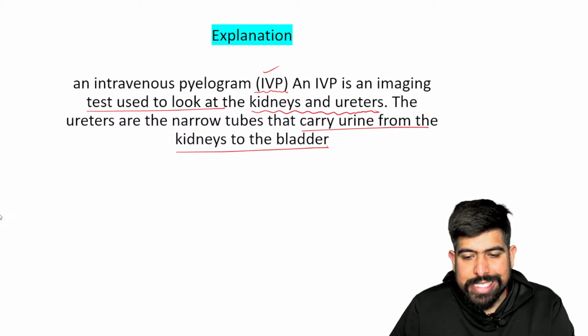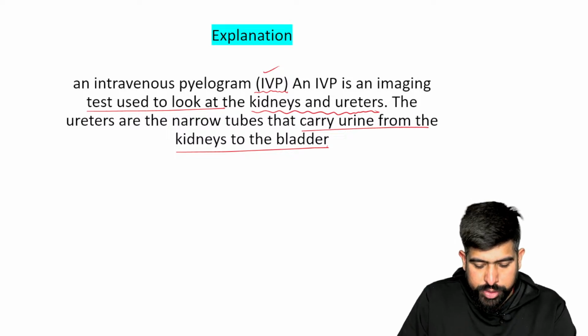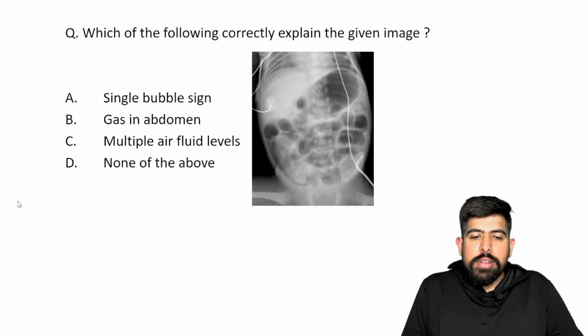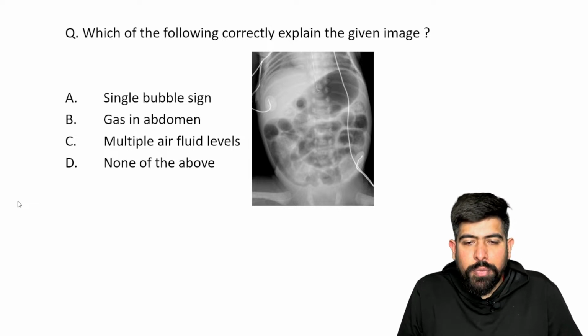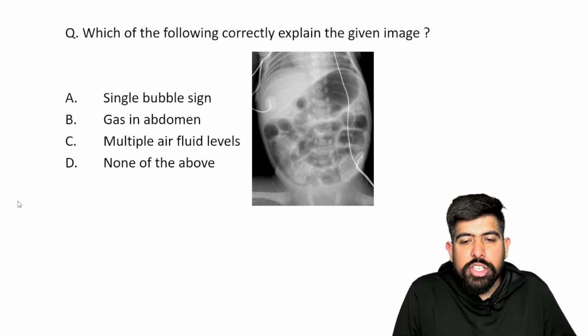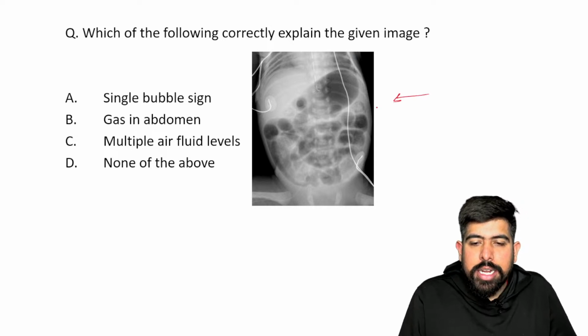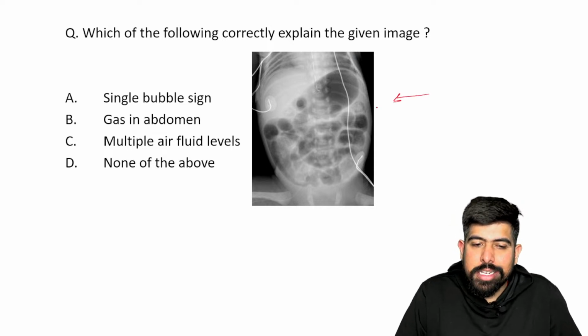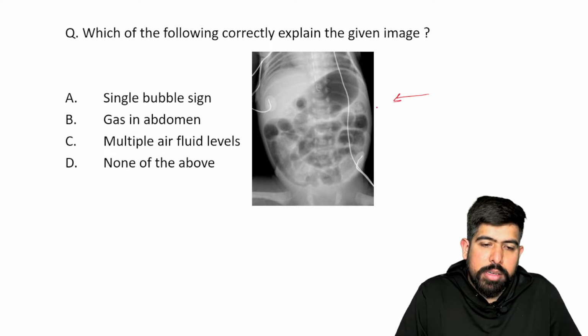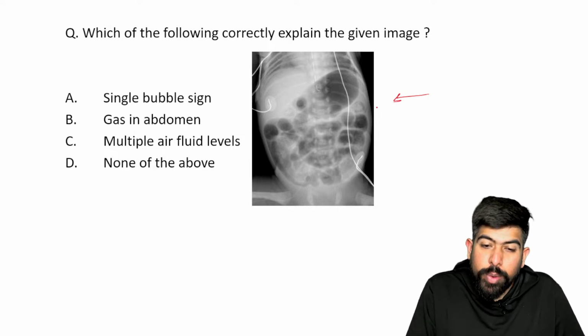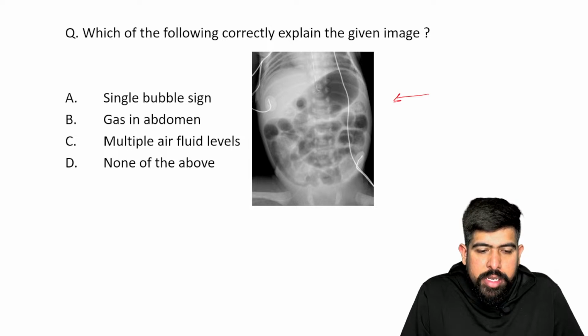Let's move forward to the next MCQ, and the next MCQ is in front of your screen. They are asking you which of the following correctly explains the given image. So the image is given here, and they are asking you about this image. This is the single bubble sign, gas in the abdomen, and multiple air fluid levels are seen here, or maybe none of the above.